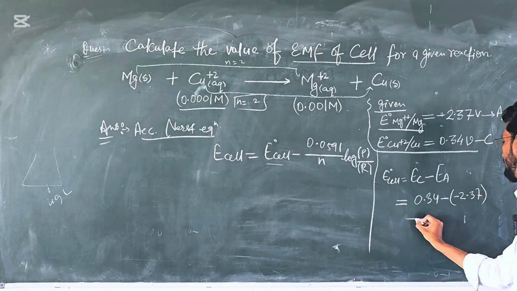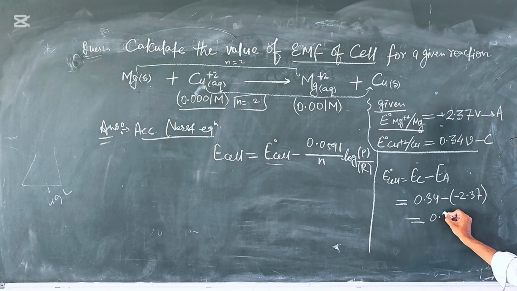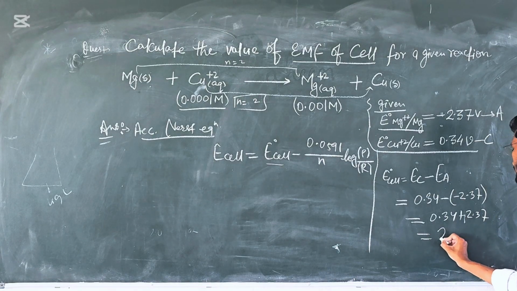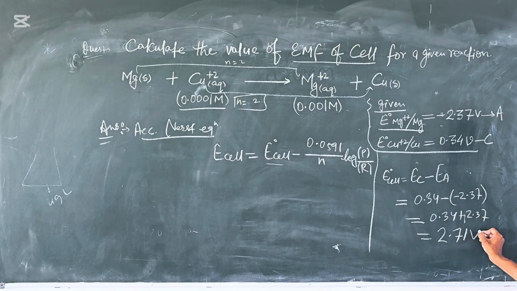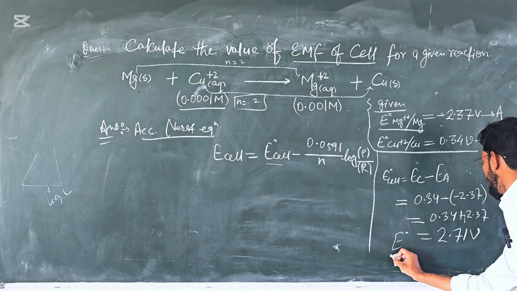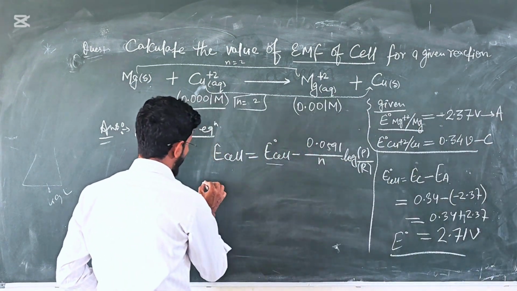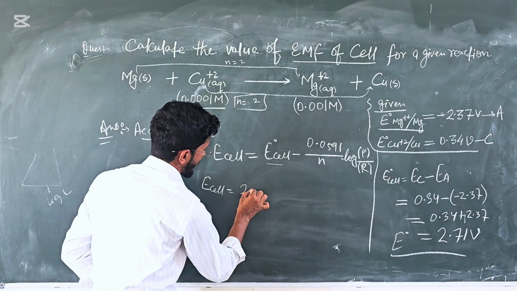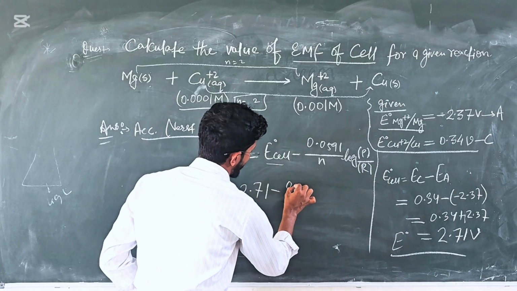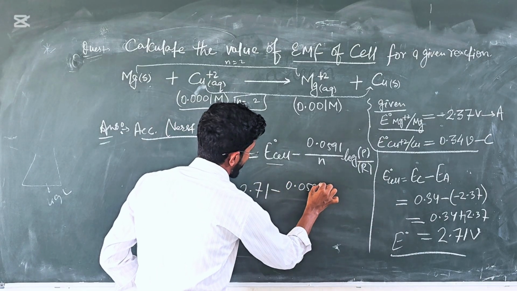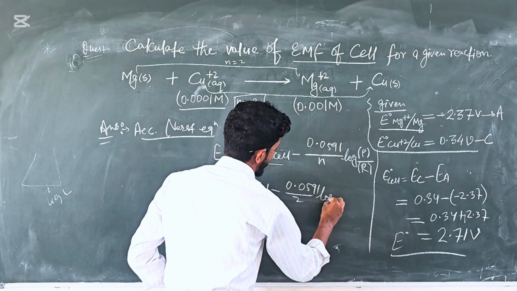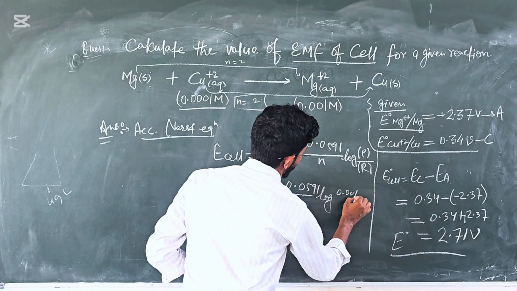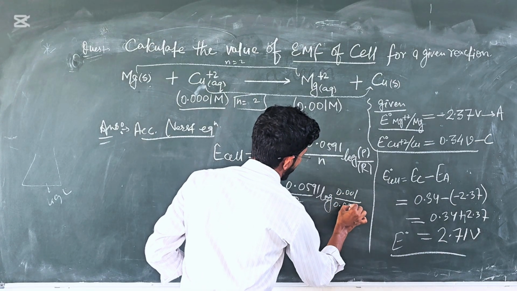From here we get 0.34 plus 2.37. The answer will be 2.71 volt. The value of E naught cell will be 2.71 volt. Now by putting the values here, E cell is equal to E naught cell, which is 2.71, minus 0.0591 upon 2 log of product concentration 0.001 upon reactant concentration 0.0001.